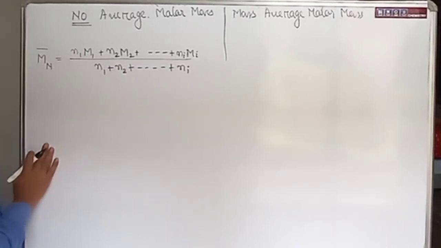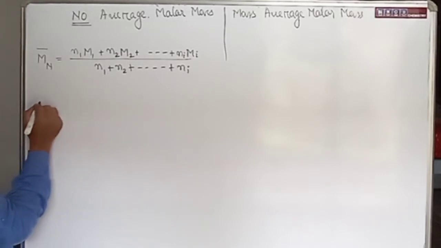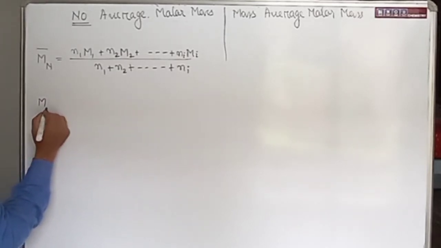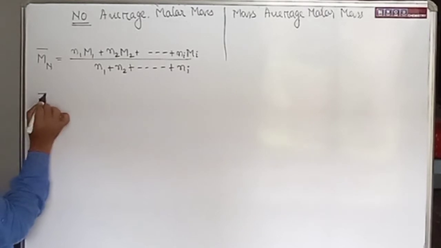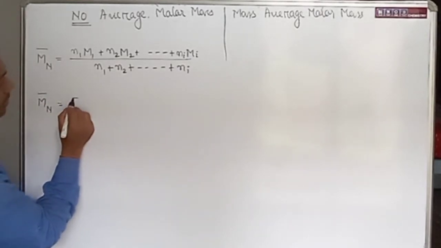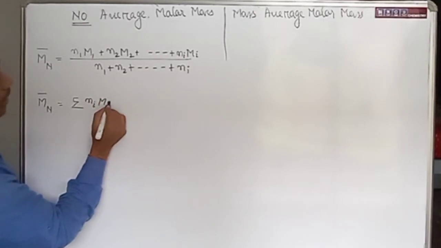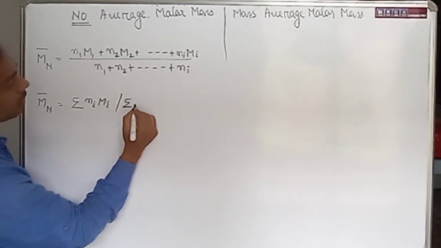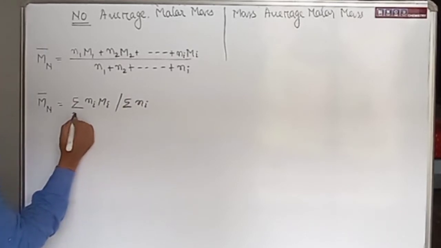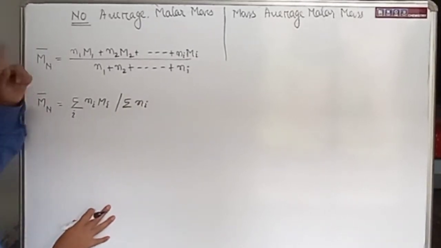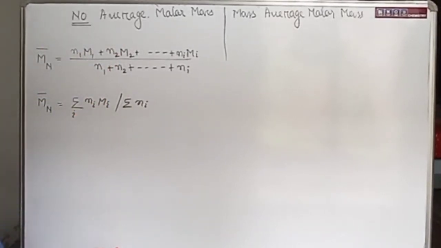To simplify it into a simple expression, M n bar is equal to the summation of n i M i divided by the summation of n i. This is the expression for number average molar mass.